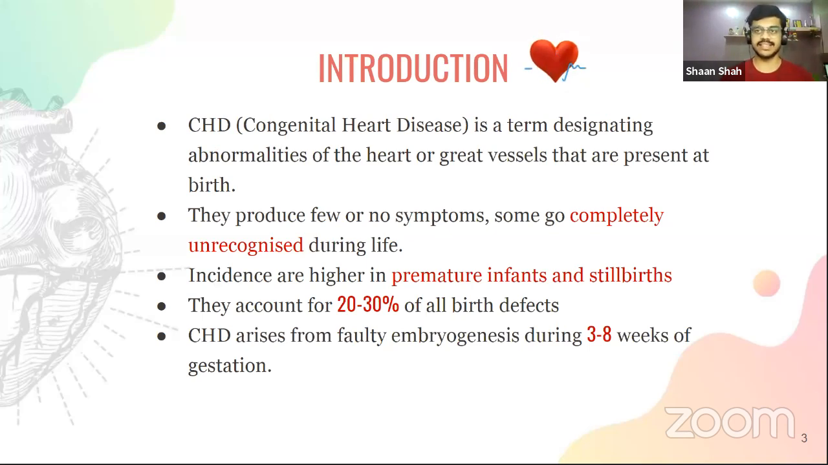Congenital heart disease, or CHD as they are known, is a term designating abnormalities of the heart or great vessels that are present at birth. Generally, they produce no or few symptoms and go completely unrecognized during life. The incidence rate of CHDs is higher in premature infants and stillbirths. They account for 20 to 30% of all birth defects. The cause of CHD is faulty embryogenesis during 3 to 8 weeks of gestation.